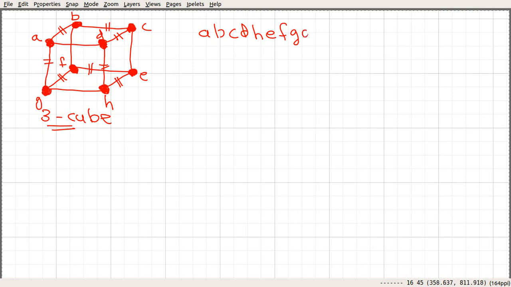So here we can see that this is a cycle, and if you look into the cycle, you can see that every vertex appeared exactly once: A, B, C, D, E, F, G, H. Since it is a cycle, the initial and the final vertex are the same, and so this cycle is a Hamilton cycle. And since it is a Hamilton cycle, this graph, a 3 cube, is also a Hamiltonian graph.